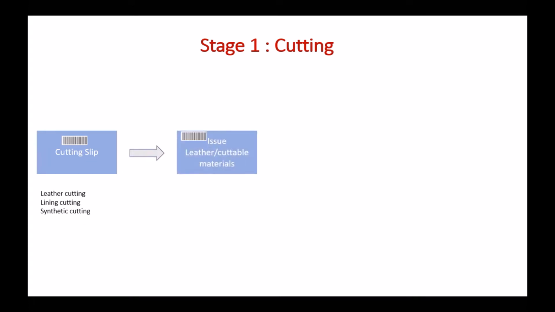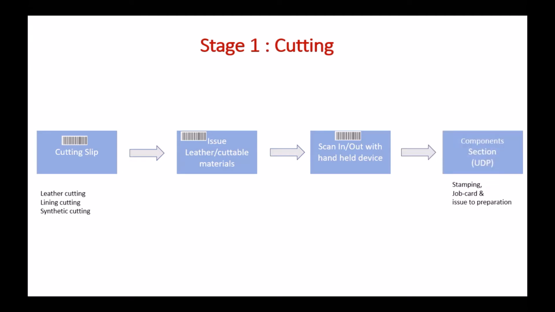So let's first see the stage 1 cutting processes. The cutting process starts with a cutting slip and then material issues with reference to the cutting slip, and then the production start and end of cutting is scanned with a handheld device, and all the cut components go to the component section. So this part I will explain in TPCS.